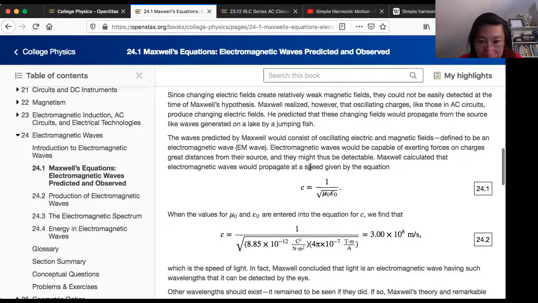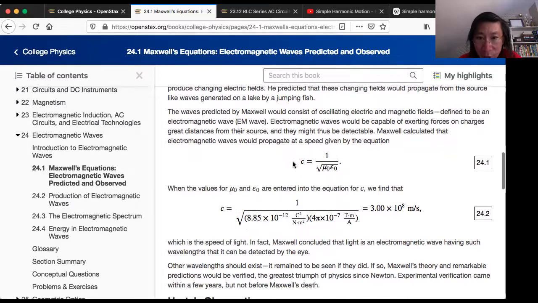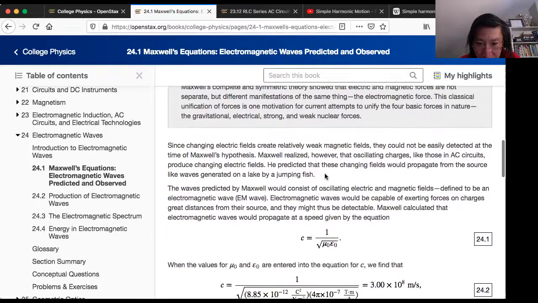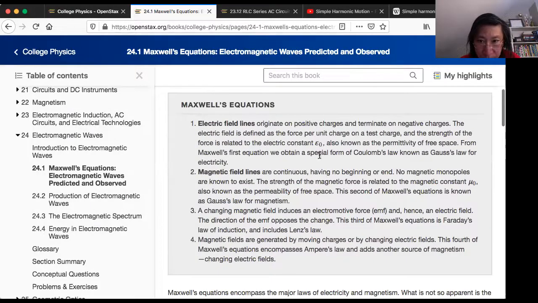Wow. And then what he said was, well, the speed at which they would go out, remember, the velocity of a wave equals the frequency times the wavelength, right? V equals f lambda. Well, the speed of light c, he could calculate it to come out with this, where mu naught is the magnetic permeability, and epsilon naught is the permittivity of free space, the electric constant.